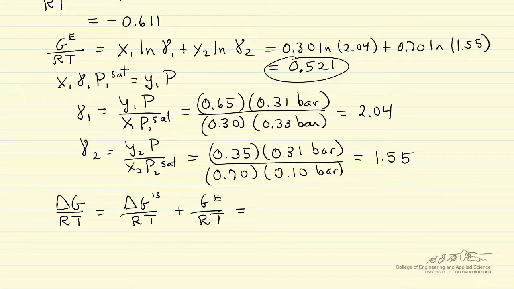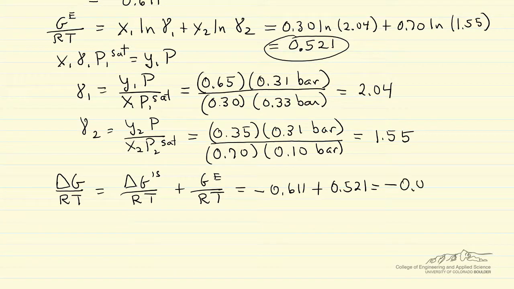So I can substitute in the values I just calculated: minus 0.611 plus 0.521 equals minus 0.090, and it's negative, as it should be for a solution to form. The change in Gibbs free energy is negative.